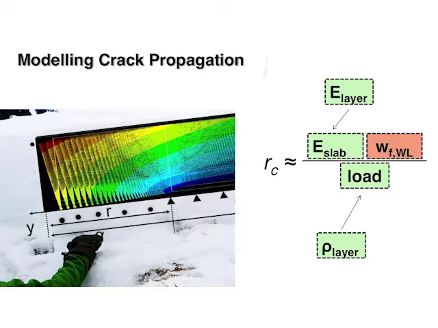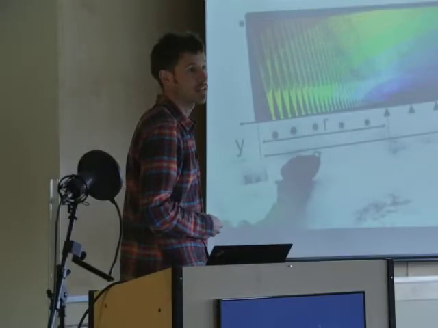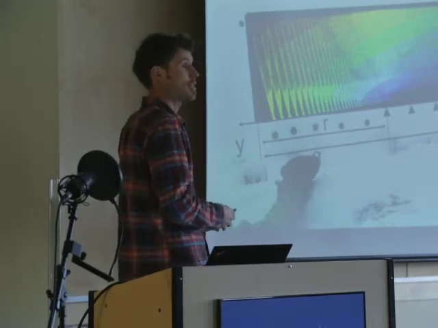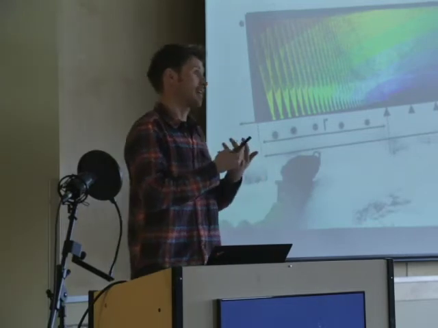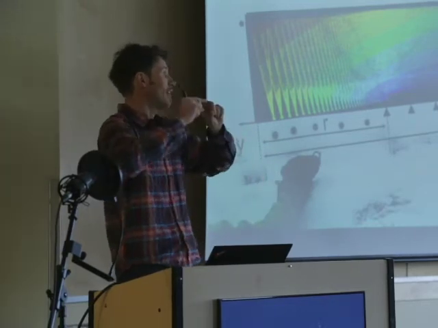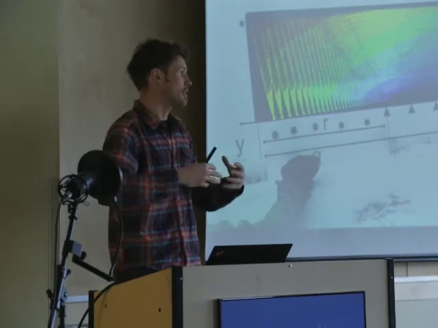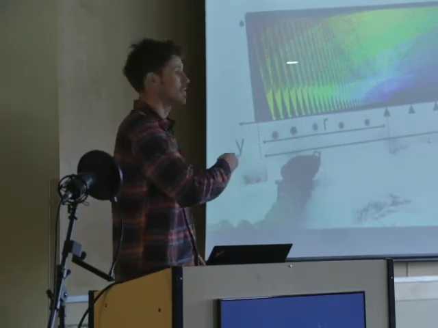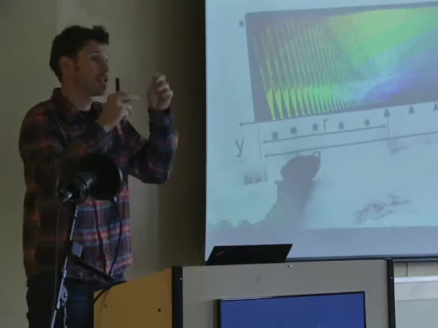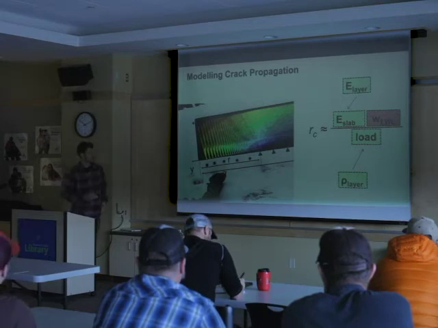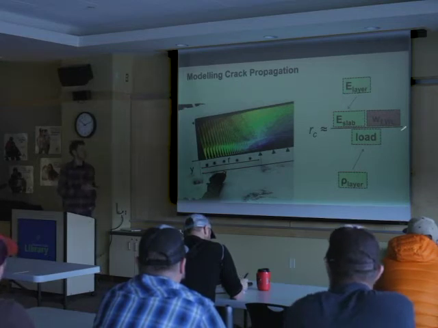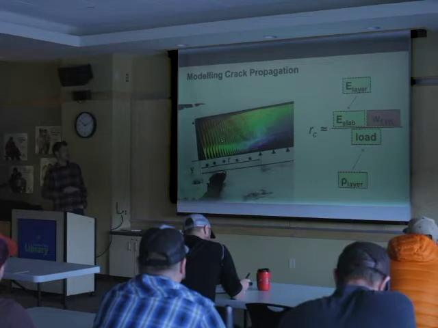And I wrote here E slab, because this E slab is not the modulus of the layers. That's a different thing, because snow has these layers, and it's like a composite, and the effective modulus that results in the effective bending that you see is a superposition of these layers, and you have to calculate this value. So to describe crack propagation, we actually have these ingredients. So how much does it bend, how fragile is the weak layer, and how much load do we put on top?